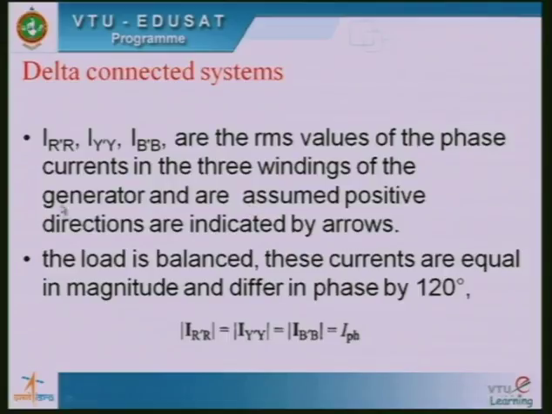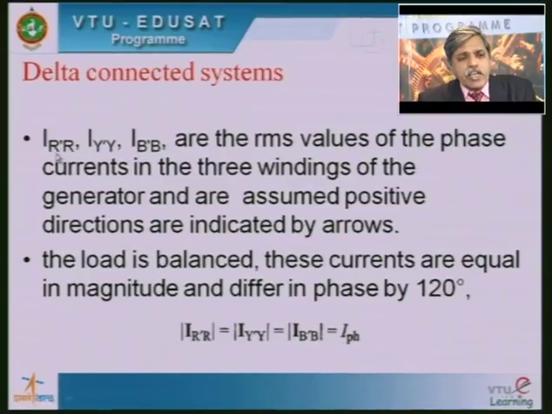In this delta connected system, I have 3 phase currents. See, I R dash R, Y dash Y, B dash B. So these are the 3 phases. I R dash R means the current is flowing from R dash to R, Y dash to Y is the current, B dash to B, and they are assumed to be positive in the directions indicated by the arrows. I will show you in the next slide what the direction is here.